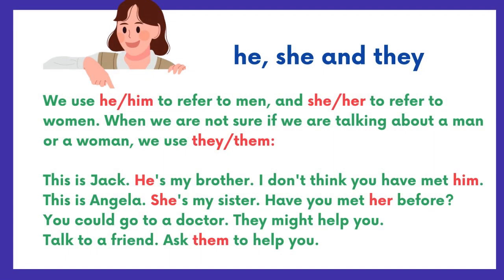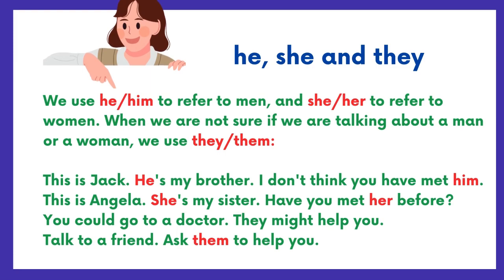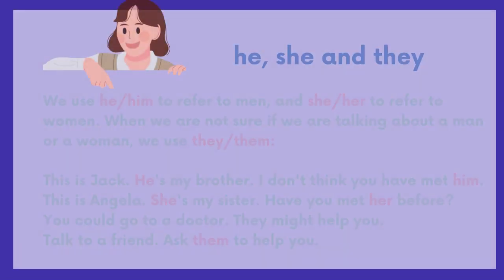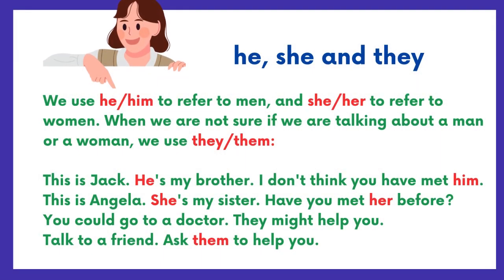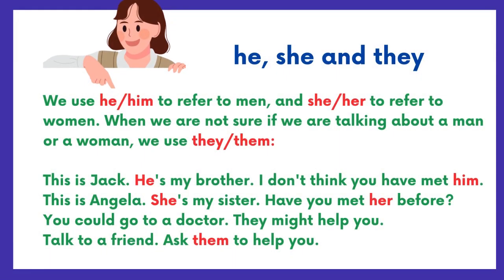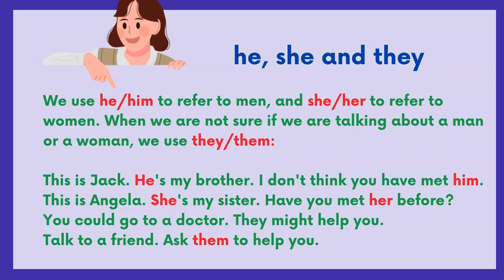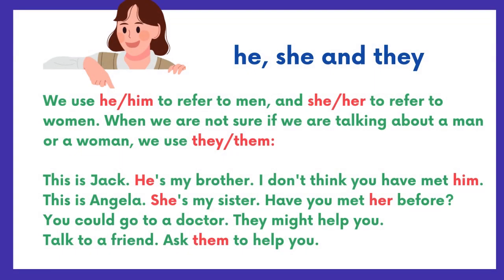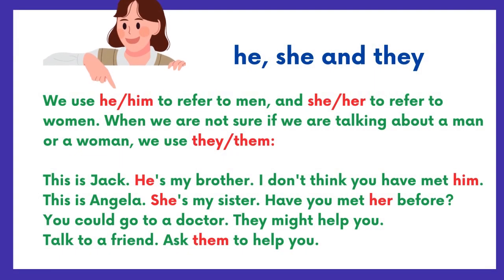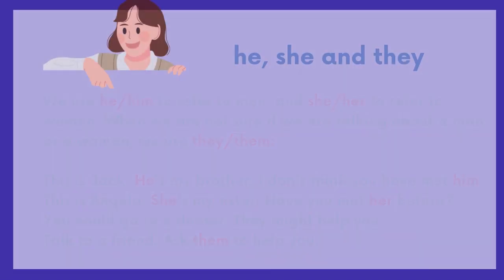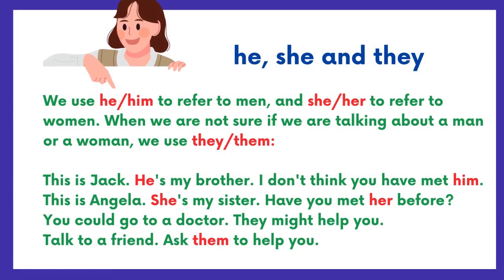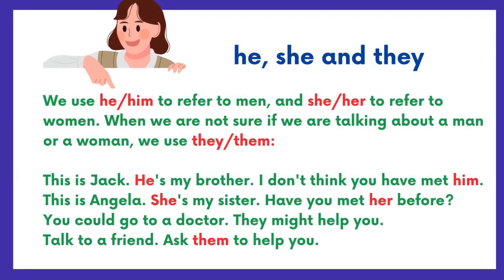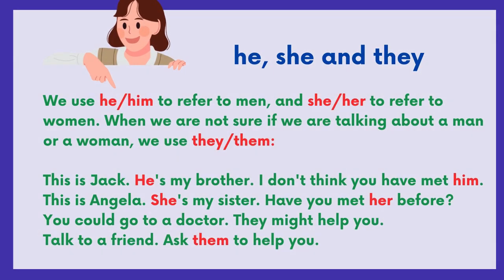He, she and they. We use he and him to refer to men, and she and her to refer to women. When we are not sure if we are talking about a man or a woman, we use they and them. This is Jack. He's my brother. I don't think you have met him. This is Angela. She's my sister. Have you met her before? You could go to a doctor. They might help you. Talk to a friend. Ask them to help you.